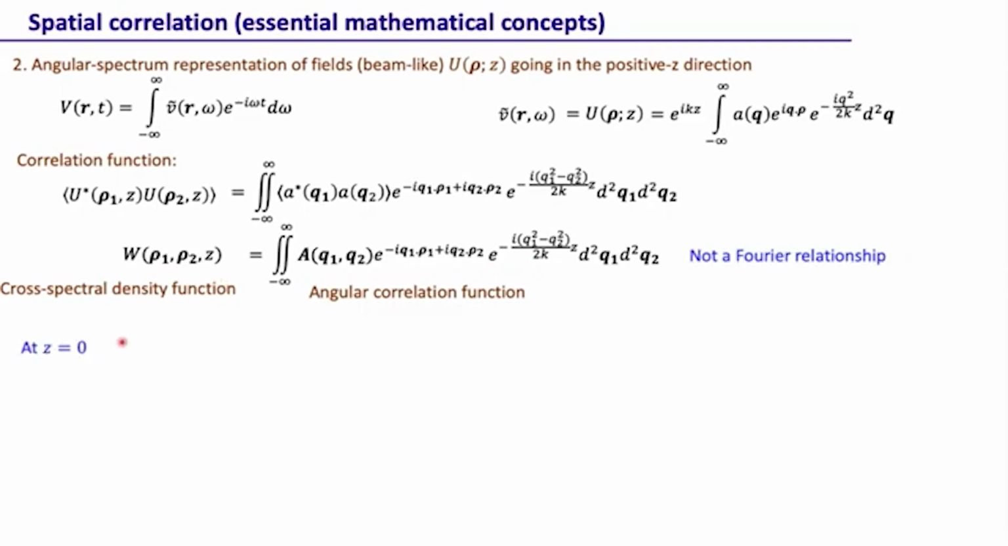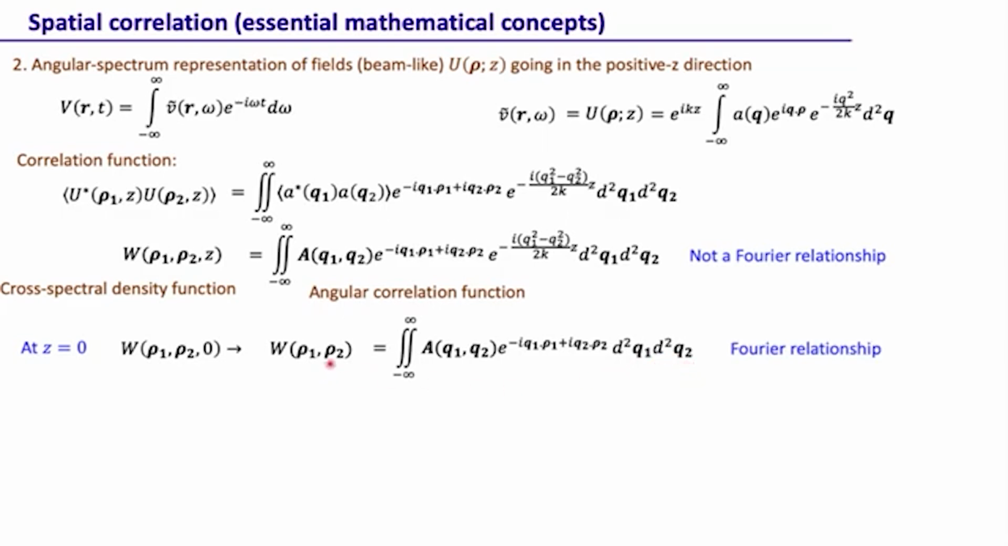But we also note that if you look at things at z equal to 0, then this term actually goes away, and in that case this becomes just this. So W(rho1, rho2) is A(q1, q2) times this quantity, integrated over d2q1 and d2q2. So this is then the exact Fourier relationship. We can invert this relationship and write A(q1, q2) in terms of W(rho1, rho2). So this is the generalized Wiener-Khinchin relationship between rho, a two-dimensional space, and q, the two-dimensional spatial frequency, just like we had the Wiener-Khinchin between time and frequency.